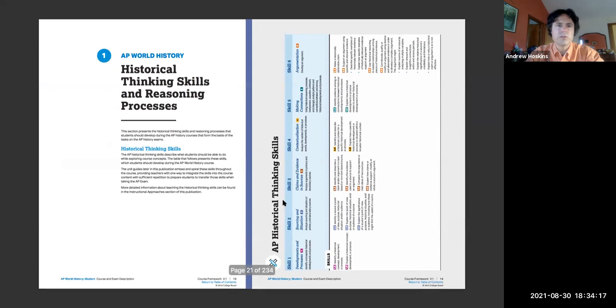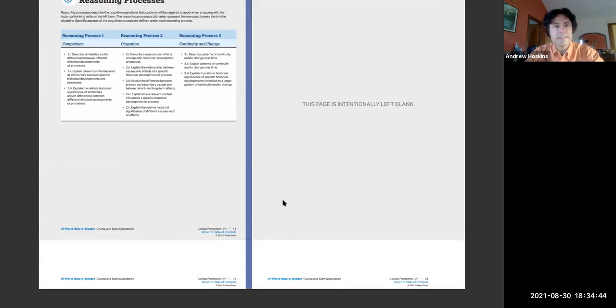This is an example of the skills that your son or daughter will have. For instance, sourcing, developments and processes, contextualization, making connections. These are the skills. I want them to leave the class with something beyond knowledge. And it really gets fun when students can do detective work with sources. We'll be doing more and more of that as time goes on.